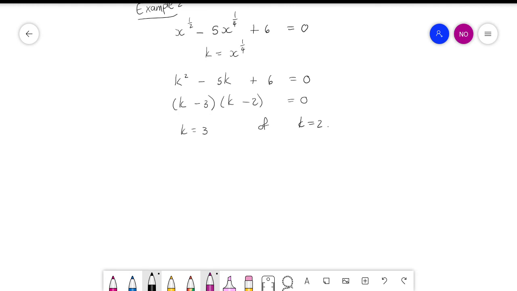Okay, so k can be equal to 3 or k can be equal to 2. But I'm not trying to solve for k, I'm trying to solve for x. Né? So nou gaan stel ek hom terug. X tot die mag 'n kwart is gelyk aan 3 of x tot die mag 'n kwart is gelyk aan 2. Neither of them is a negative number, so we don't need to stress about that.